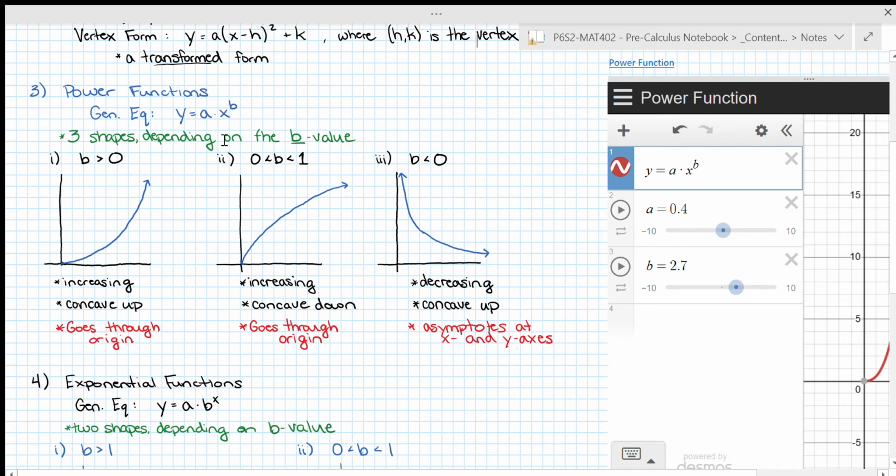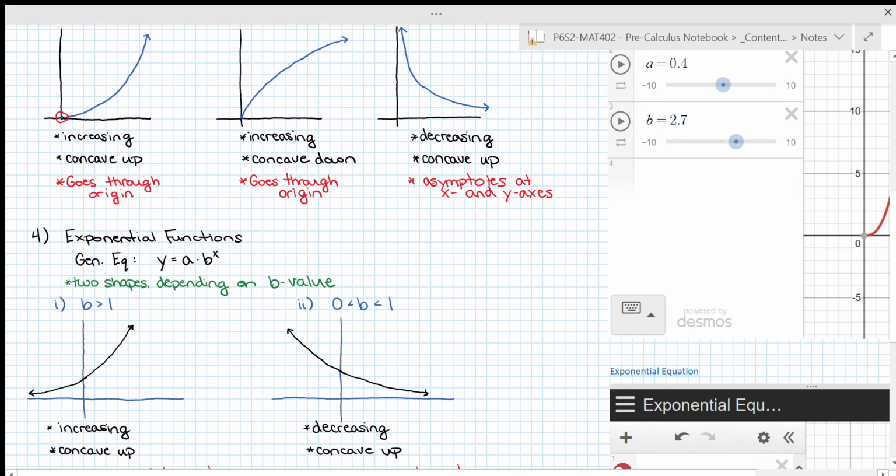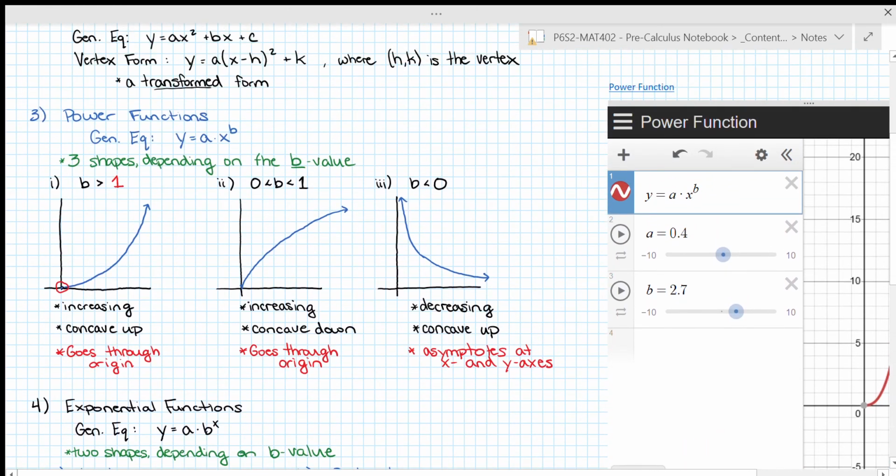But the b value tells you a lot about the shape of this thing. If the b value is positive, greater than, nope, this should say greater than 1. If the b value is greater than 1, it is going to be an increasing and concave up graph. It's increasing at more and more rapid rates. But a key feature is that it goes through the origin there, because exponential functions also have some functions that are increasing and concave up. But a key feature of the power functions is that it goes through the origin here.